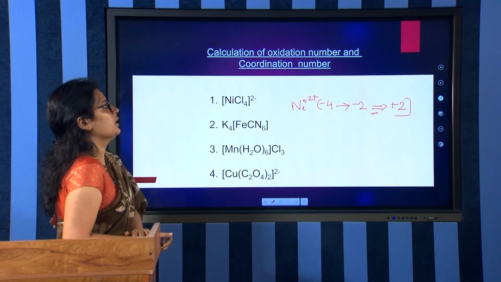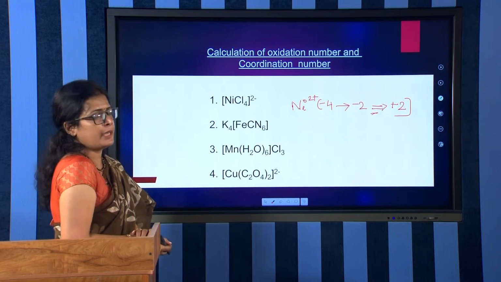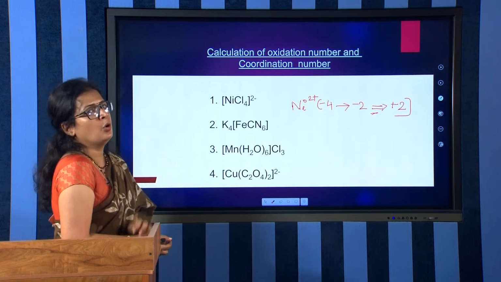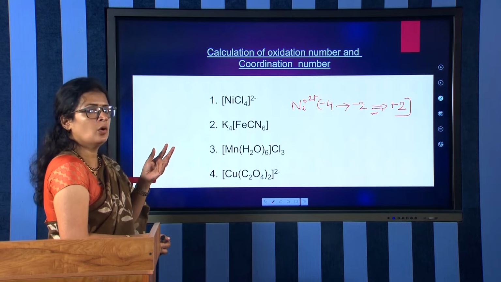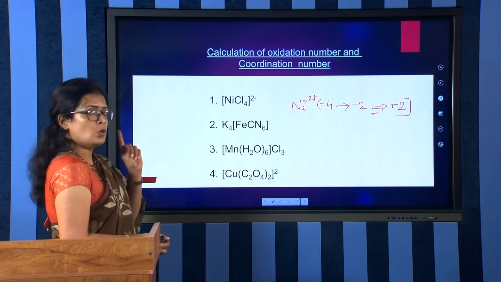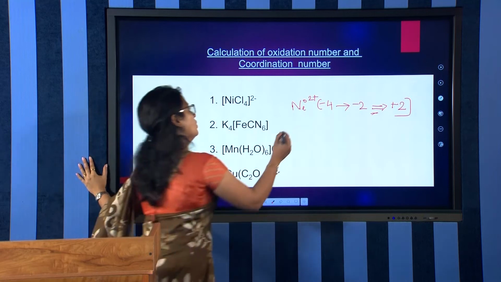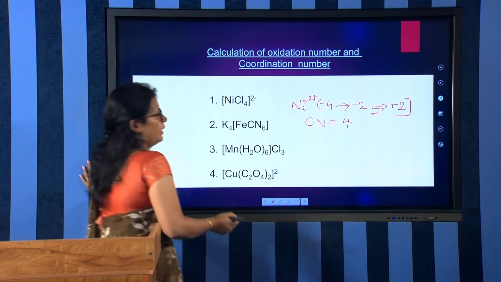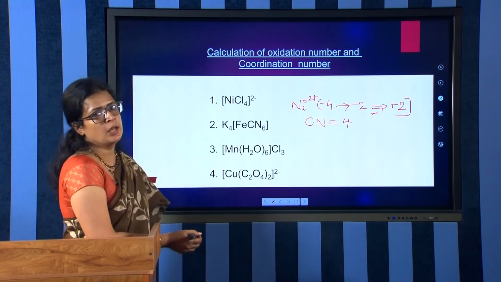And now we can calculate the coordination number. What is the coordination number? Coordination number is the number of donor atoms that are attached to the central metal atom. In the case of NiCl4 2 minus, the ligand attached to the nickel is chloride ions, and chloride ions are unidentate or monodentate ligands. So, one donor atom is there. How many chloride ions are there? 4 chloride ions. So, the coordination number in this case is 4. Okay. So, oxidation state is 2+, and coordination number is 4.